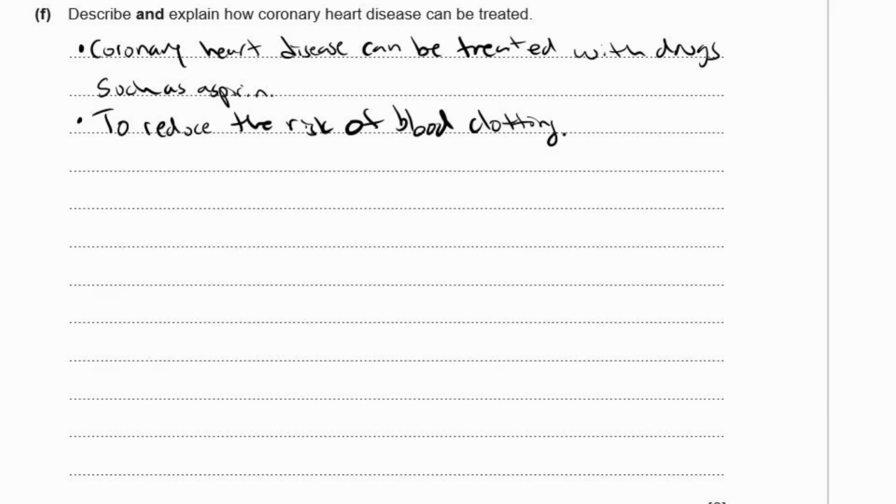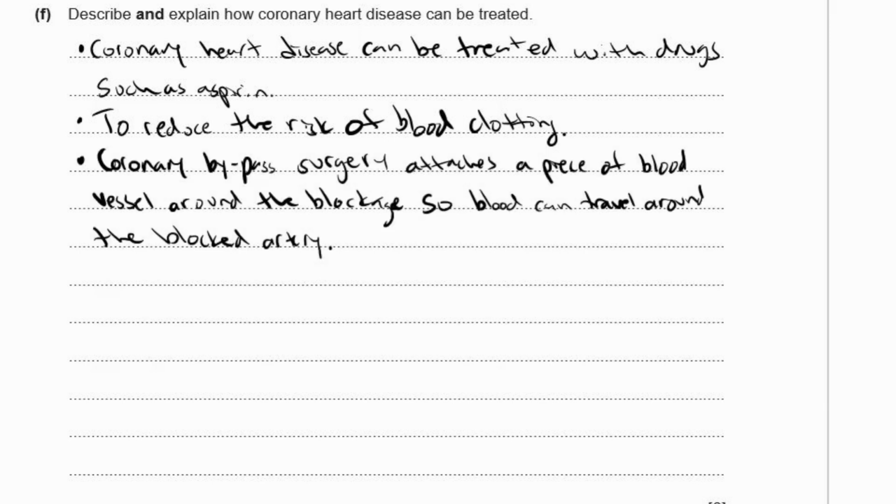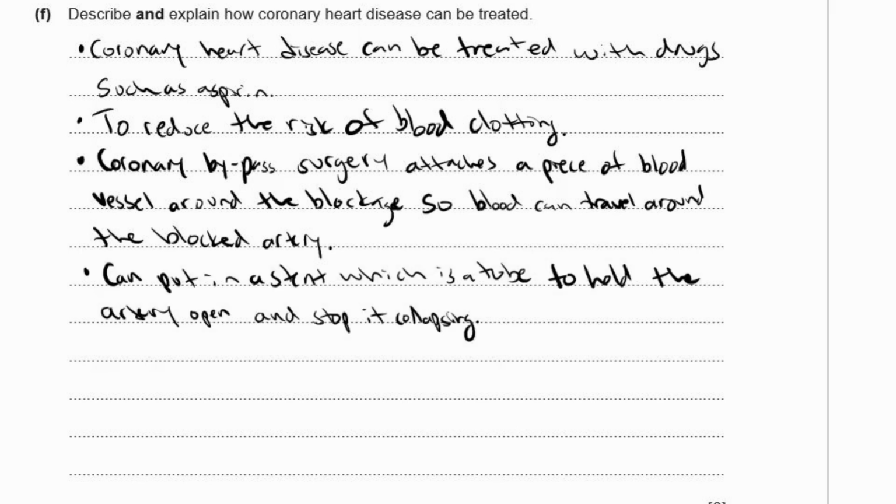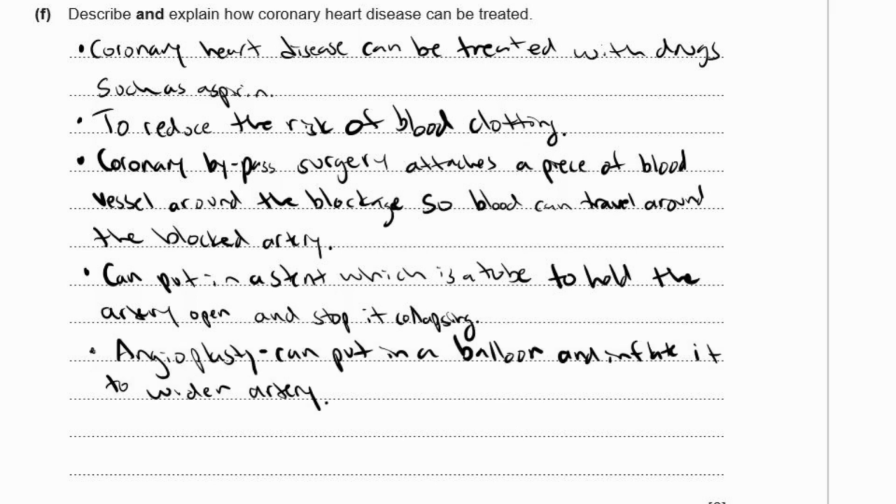Okay, so coronary bypass surgery attaches a piece of one blood vessel around the blocked vessel so that blood can flow around the blockage, so that blood can travel around the blocked artery. Okay, another thing they can do is they can put in a stent, which is a tube to hold the artery open and stop it collapsing. They can also put in a balloon. That's called angioplasty. So angioplasty is they can put in a balloon and inflate it to widen the artery.